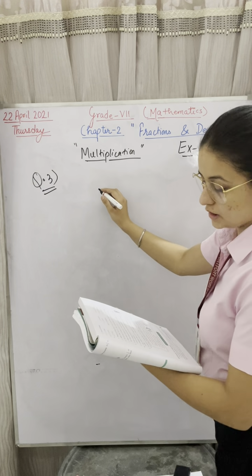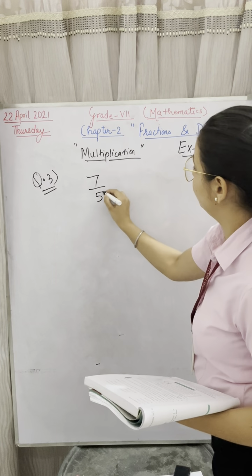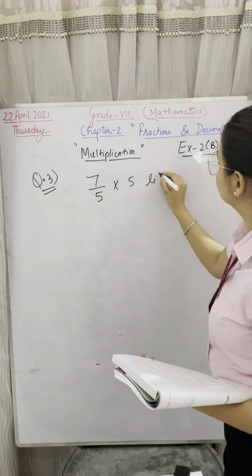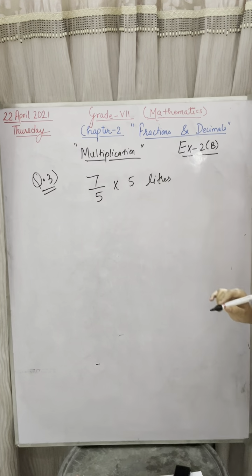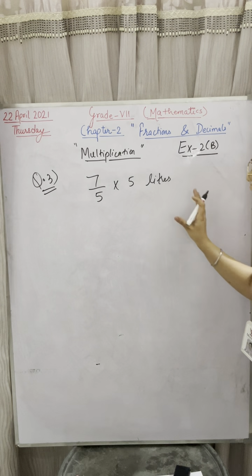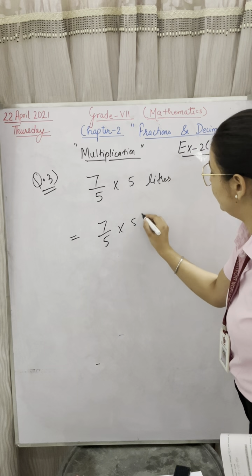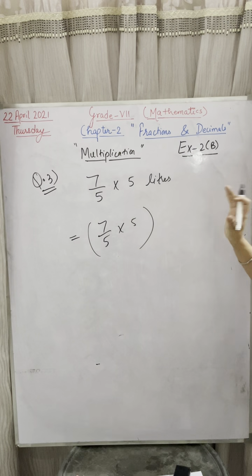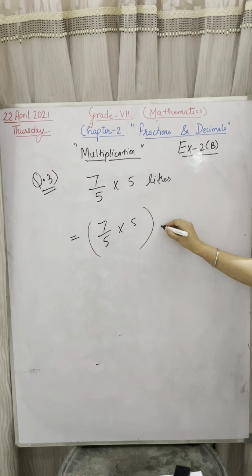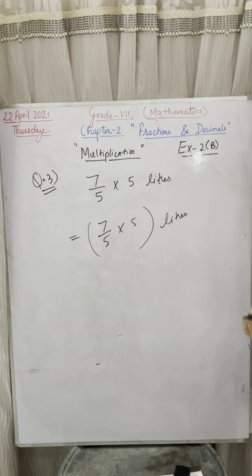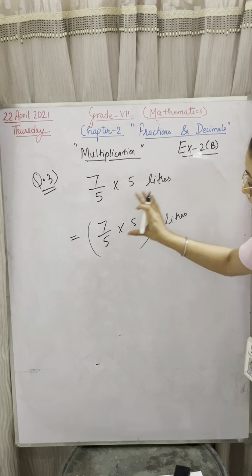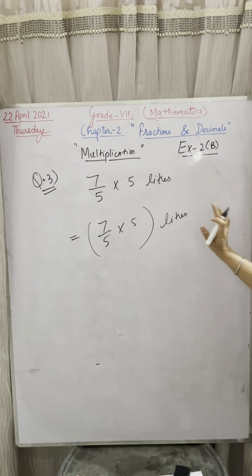Now see, the first question is 7 upon 5 into 5 liters. You have to solve it in this way: 7 upon 5 into 5. Solve this, and whenever the answer comes, you can write liters there. Whatever the answer will be, write down liters in the answer also.